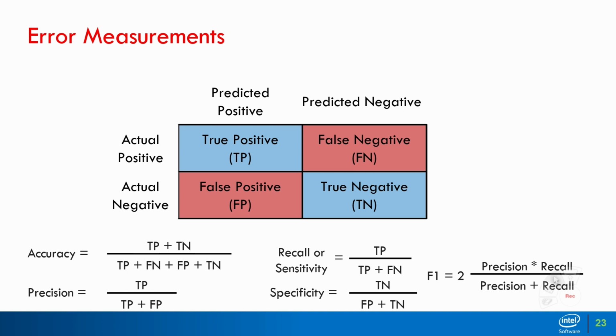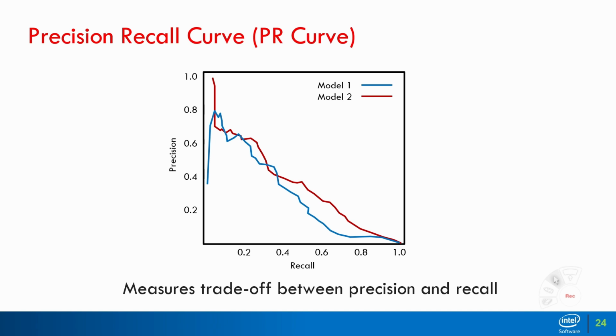The F1 score is a measure that combines precision and recall. It is defined as their harmonic mean. It represents how effectively the model captures the trade-off between precision and recall. The precision recall curve also visualizes the trade-off between precision and recall. It is a plot of precision, y-axis, and recall, x-axis, with the precision recall pairs obtained from different probability thresholds.